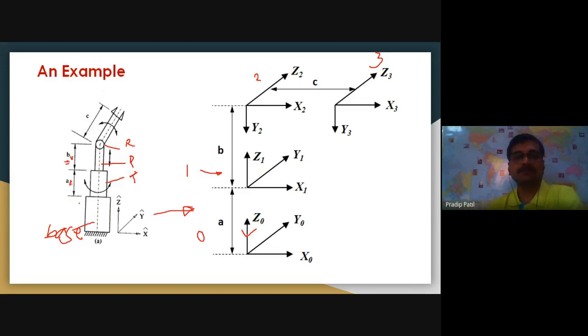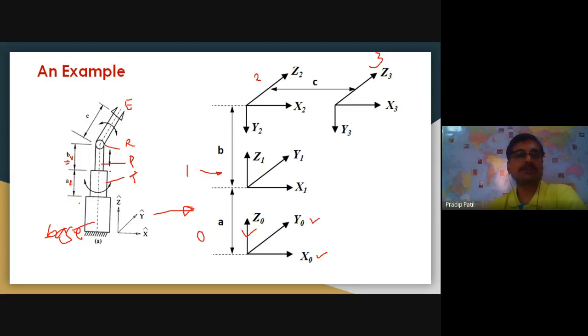Whenever we want to move from base to the end effector, this is the end effector, we have to move with the parameters, right? That is rotation, translation, and so on. Now these are base axes Z0, Y0, and X0. Now I want to know, when I move from this point to this point, what are the parameters that will define the motion? So for that, for this joint I have to define one frame.